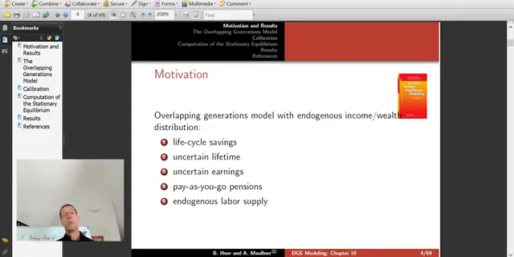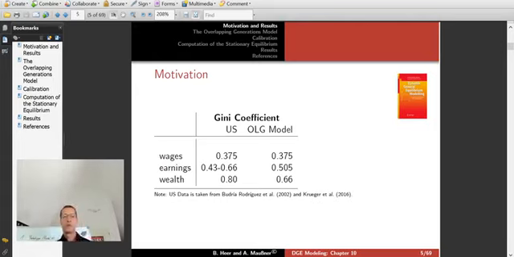Now, when you know that you will get a pension in old age, you save less. So this is a basic explanation of savings and accumulation of wealth. We have to include pay-as-you-go pensions. And finally, the fifth element that's really important is endogenous labor supply. And I will tell you about this when we look at the distribution in the United States.